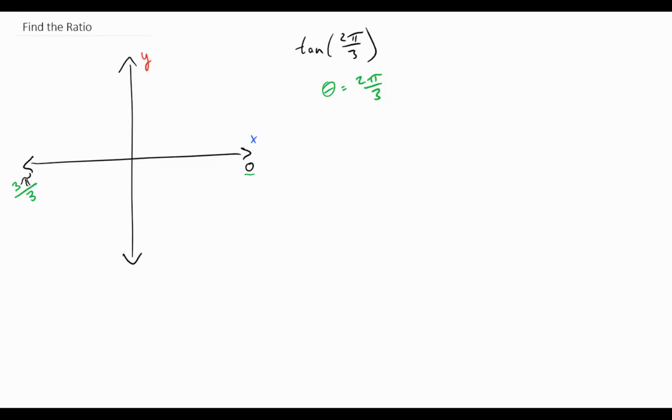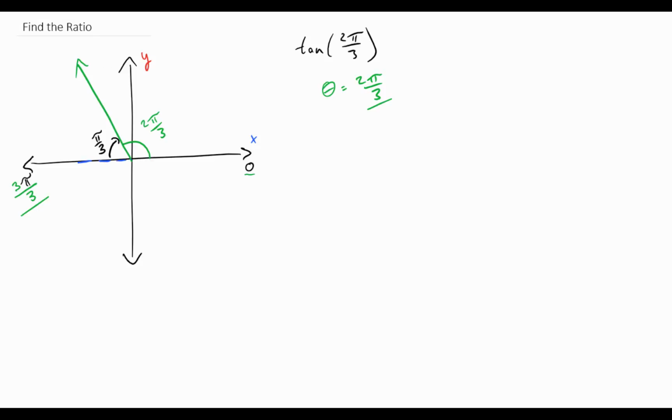Well, 3 over 3 is 1. I know that's equivalent to 1 pi. So now I can make a comparison between this half revolution and 2 pi over 3. I know that it's just going to be pi over 3 short. Pi over 3, I know, because I've memorized it, and I'll encourage you to do the same, is part of a 30, 60, 90 triangle.